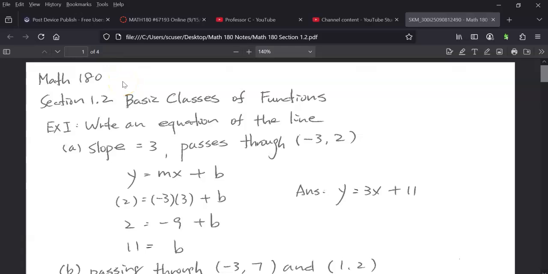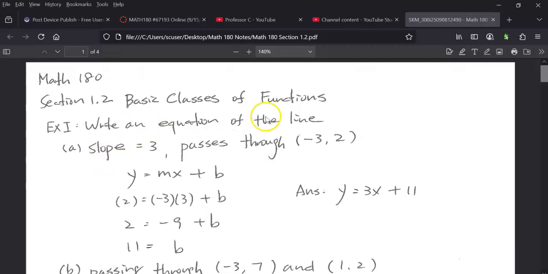Section 1.2, basic classes of functions. So we're going to go through a couple basic classes of functions. That's including linear function, polynomial function, specifically quadratic function. We'll also be looking at piecewise function. So the first example, we're going to look at linear functions. So linear equation y equal to mx plus b, which we're all very familiar with.